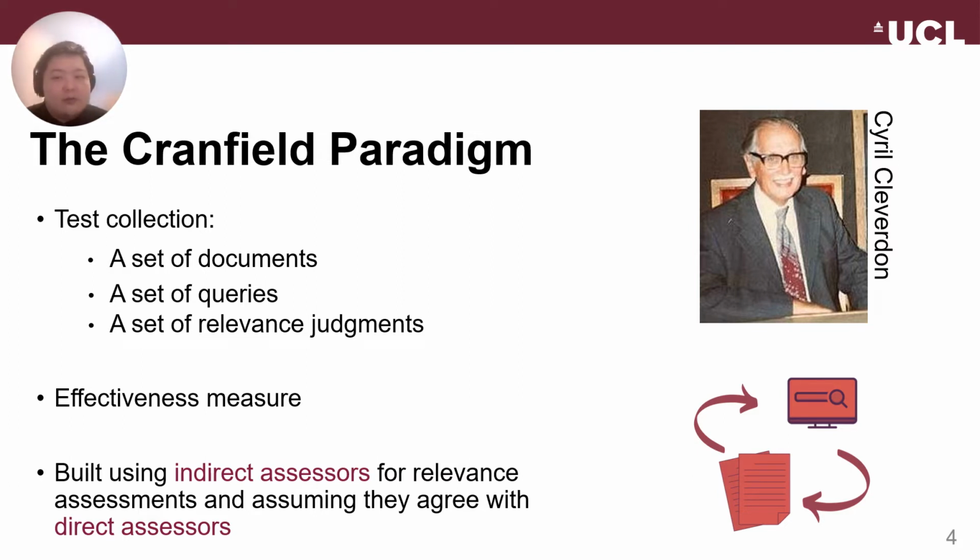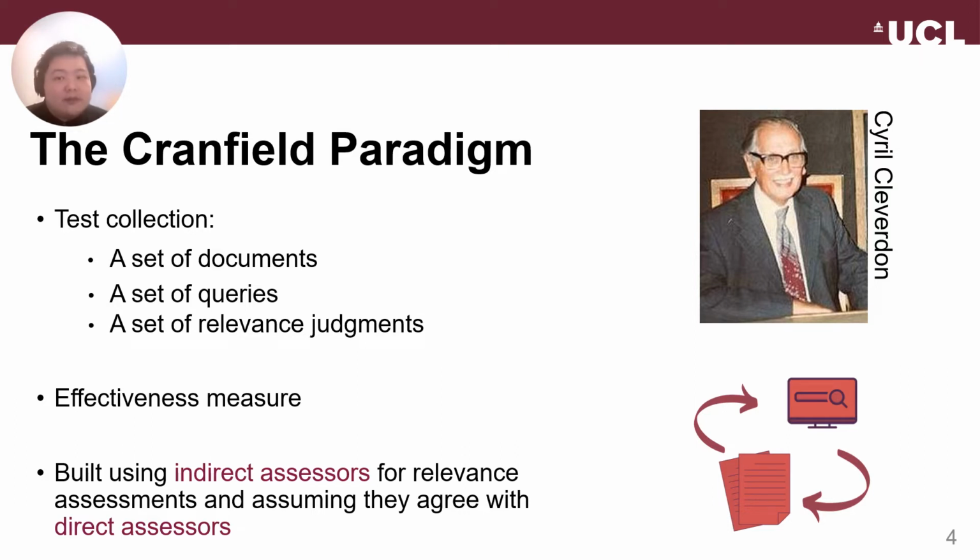The Cranfield paradigm describes the offline evaluation of search engines. It was first performed by Cyril Cleverdon, and Cranfield refers to the university where it was first run. The offline evaluation of a search engine requires a test collection, which includes a set of documents, a set of queries, and a set of relevance judgments. It also needs the definition of an effectiveness measure. Together, these components serve as a standard measure for testing retrieval approaches.